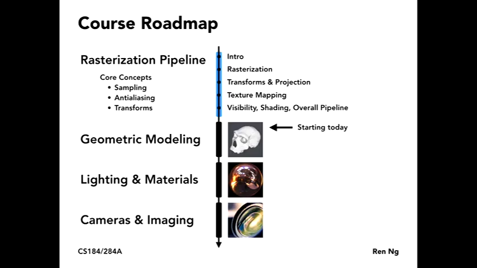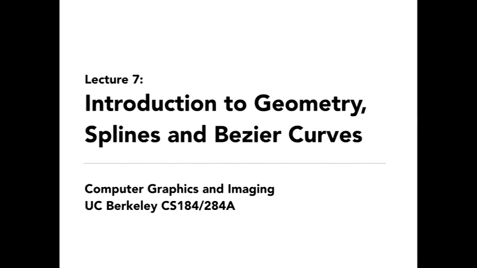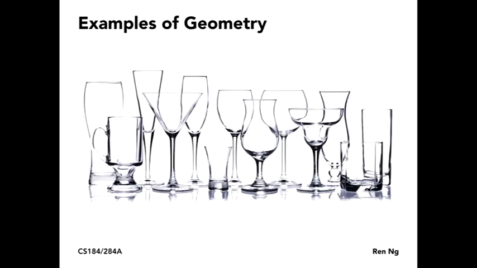Let me just show again the course roadmap. So we've talked about the graphics pipeline, the rasterization pipeline. Some of the core concepts in here were sampling, anti-aliasing, transforms. Today we're starting a new section on geometric modeling. And then a little bit later, we'll start talking about lighting and materials, and after that, on cameras and imaging devices. All right, so today: intro to geometry, splines, Bezier curves.